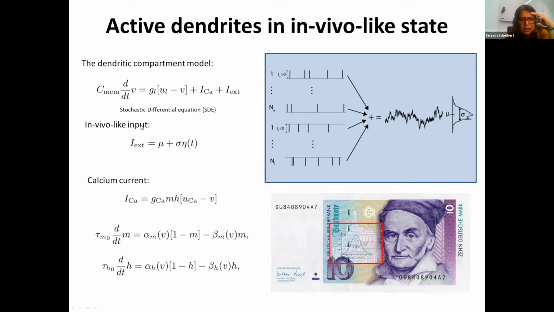And for the calcium channels, we use I_Ca, which we inject into the cell as g_Ca, the calcium conductance, times m, which is the activation, and h, which is the inactivation of the calcium channels, multiplied by the calcium reverse potential minus V. The dynamics of m and h are standard in modeling of channels. They have opening and closing, each activation having an opening rate alpha and a closing rate beta. We normalize them by the time constants that they have, tau_m and tau_h.